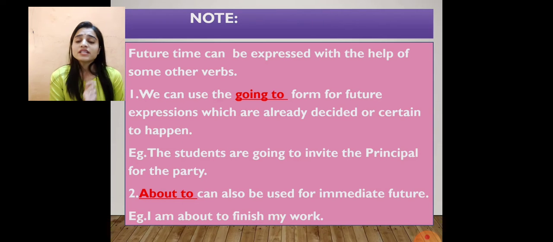Then second, about to. About to is another word that you can use for the immediate future actions, like I am about to finish my work. Means I have not finished it yet. I am about to finish my work, means a period in the future. I'll finish my work now, but now I have not finished it. So these are certain verbs that we can use to express the future and to express the future time.